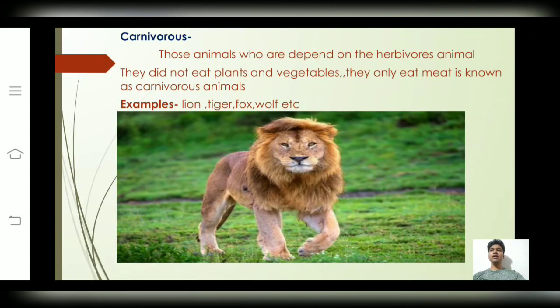The second one is carnivorous. Carnivorous means those animals who depend on the herbivorous animals. It means carnivorous animals eat the herbivorous animals. Carnivorous animals do not eat plants and vegetables. They eat only meat, and those animals who eat only meat are known as carnivorous animals. The examples are lion, tiger, fox, wolf, etc.